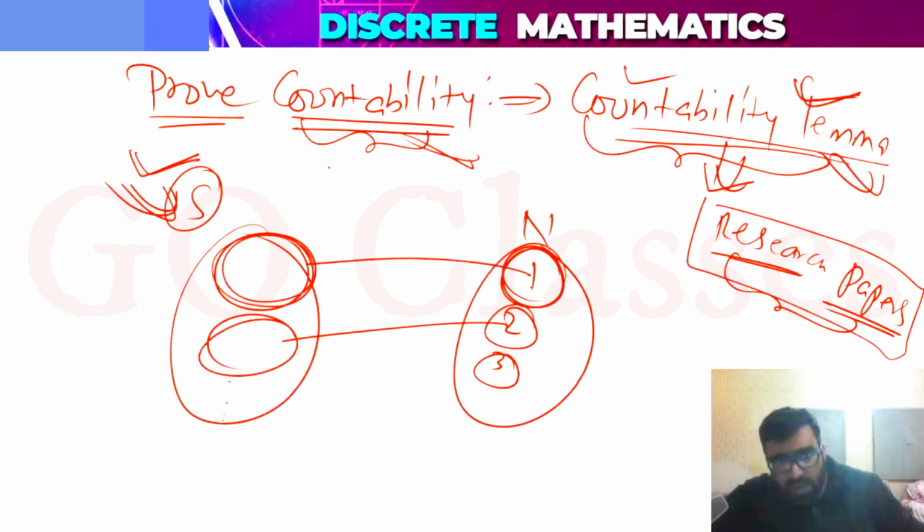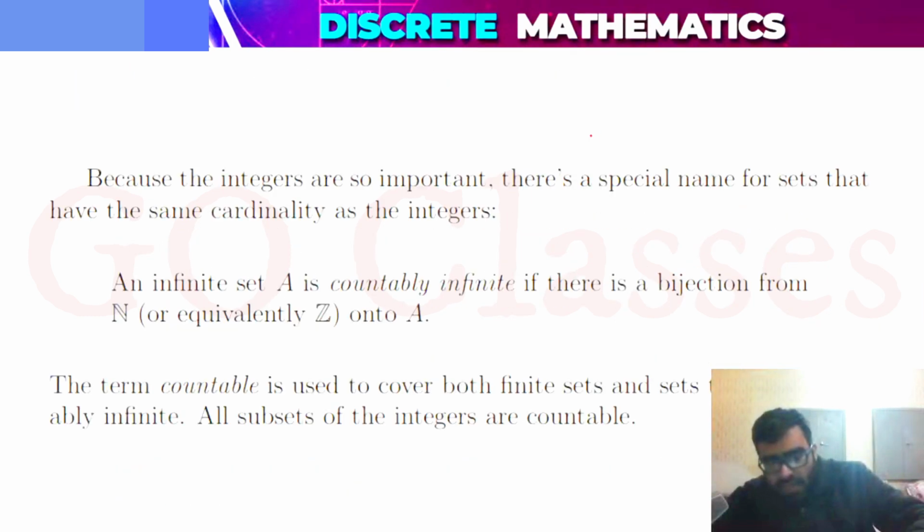This is how you can prove countability using this lemma. All the results about countability you can prove using this lemma. And the next thing is how to prove uncountability.